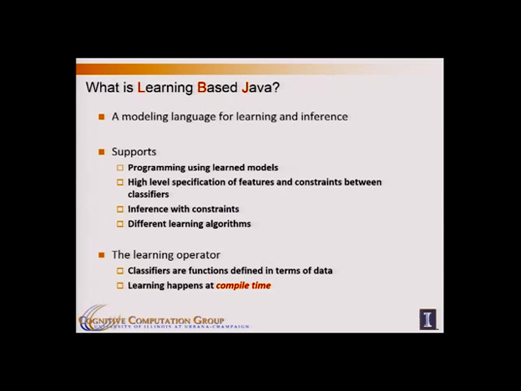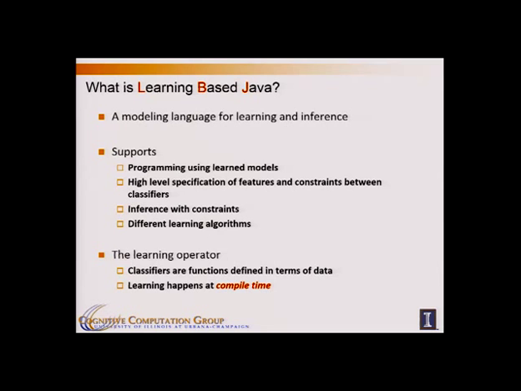And in this language, we're trying to model the language of learning. So it supports several different learning models like SVM, perceptron, naive Bayes, and all the others. And also in this language, we are going to give some high-level specification of what model we are going to use, what data structure we are going to use, or some other things. This language also supports adding any features, and you can also add some constraints.